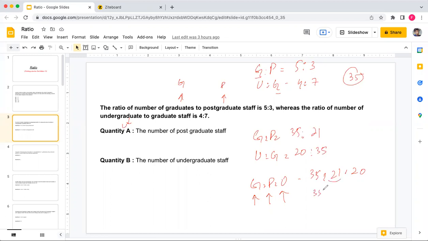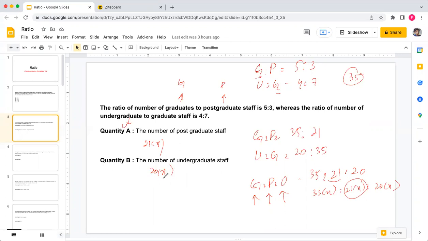And this is exactly some multiple, which we exactly don't know. This is X. This is also X, right? So P is 21X. This is 21X. And the number of undergrad is 20X, right? So they can straightforward get that quantity is greater, right?